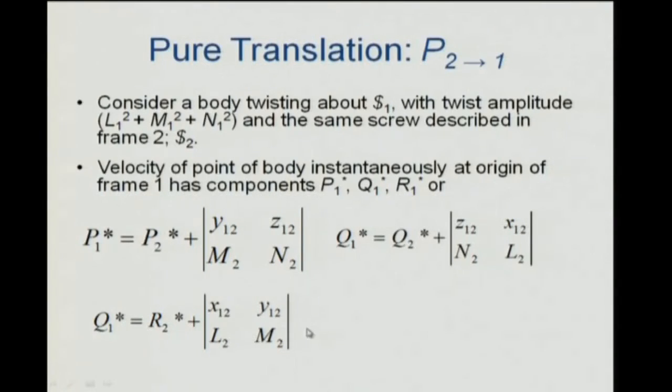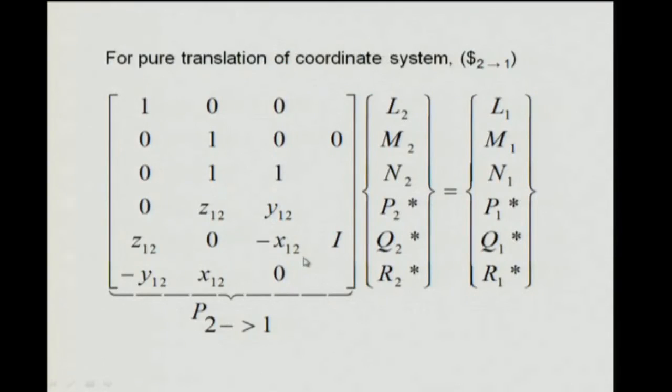Now, all we have to do is take these relationships and stack them in a matrix form. How do we do that? We form this matrix. So, we have the same x12, y12, z12. So, z12 here. So, you get it back into this form.